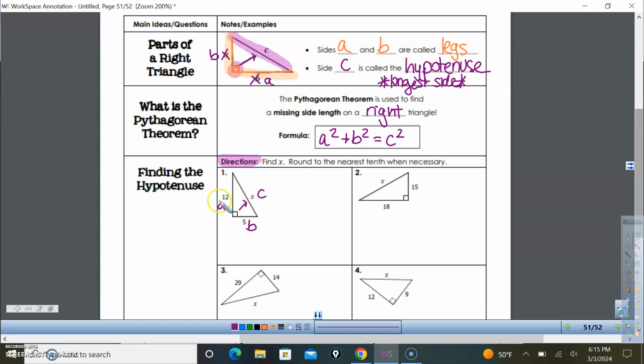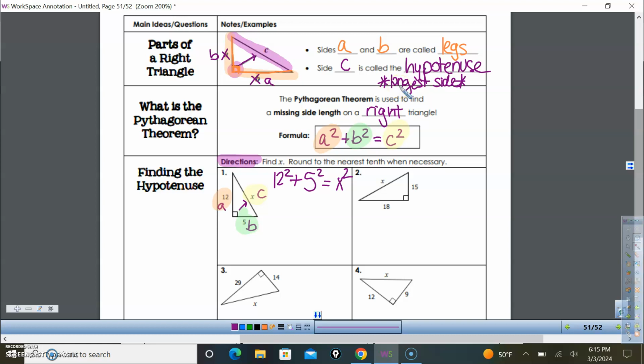So now that I've identified which variable each of these numbers represents here, instead of A squared, my A value is 12. So I'm going to go ahead, I'm going to write 12 squared plus, instead of b squared right here, I'm going to go ahead and substitute in my number, 5 squared equals. And then instead of c squared, or equals c squared, I should say, I'm going to put equals x squared because this is our unknown that we're solving for.